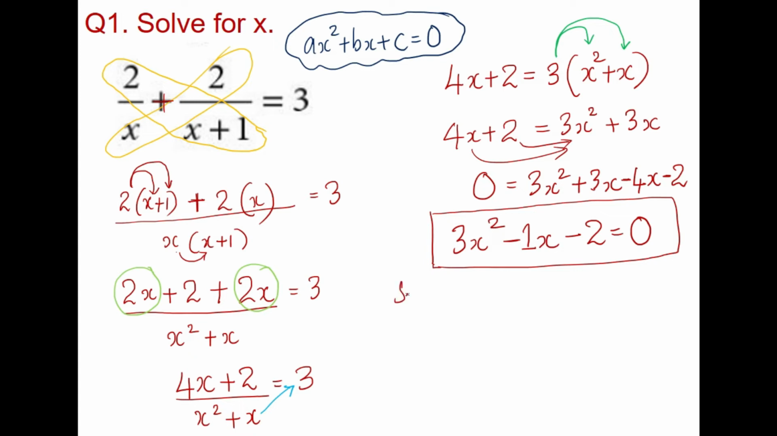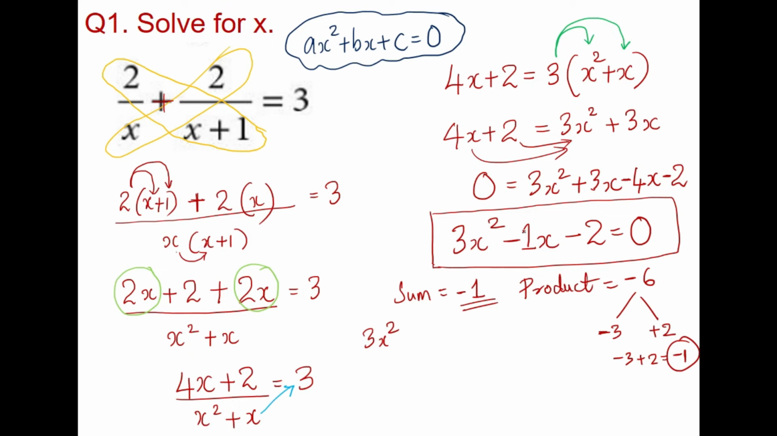Here my sum is negative 1 and my product is 3 multiplied by negative 2 giving me a negative 6. The two numbers will be negative 3 and positive 2. So you can see that when I multiply negative 3 times positive 2, I get a negative 6. And negative 3 plus 2 is giving me a negative 1, which is my sum. So I have 3x squared. I'll be splitting this term as negative 3x plus 2x minus 2 equal to 0.